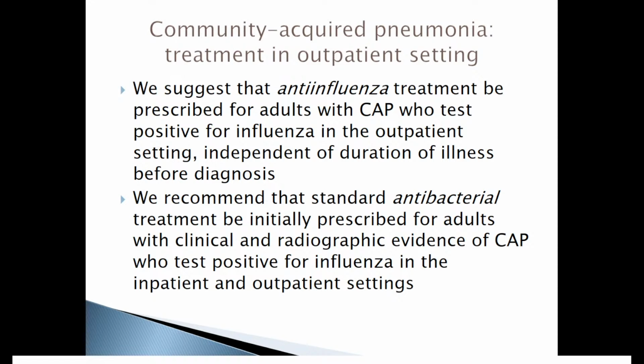We suggest that anti-influenza treatment be prescribed for adults with community-acquired pneumonia who test positive for influenza in the outpatient setting, independent of duration of illness before diagnosis. We recommend the standard antibacterial treatment be initially prescribed for adults with clinical and radiographic evidence of community-acquired pneumonia who test positive for influenza in the inpatient and outpatient settings.